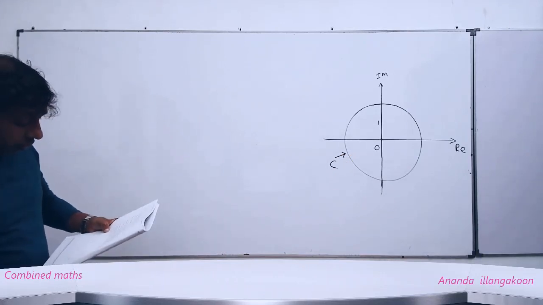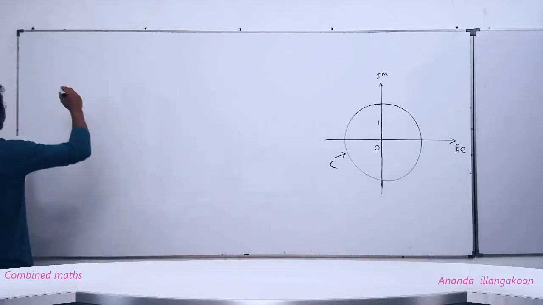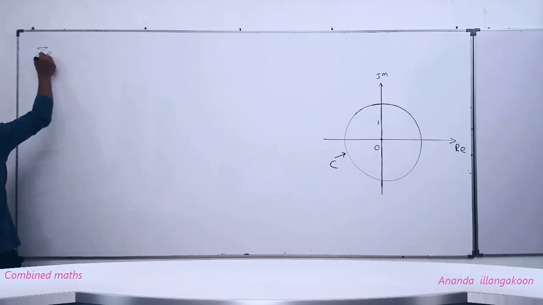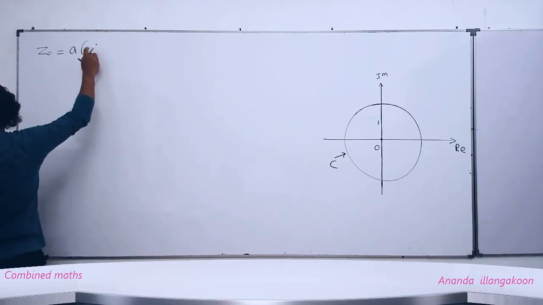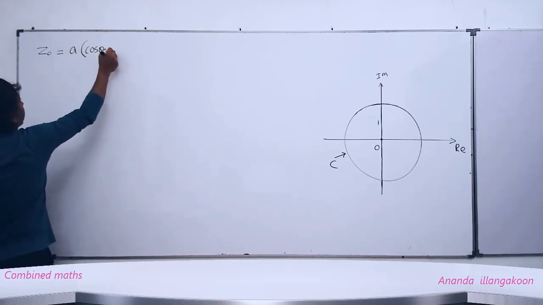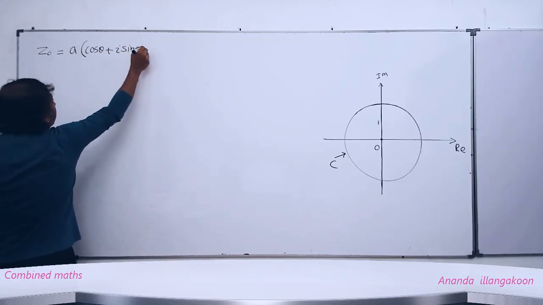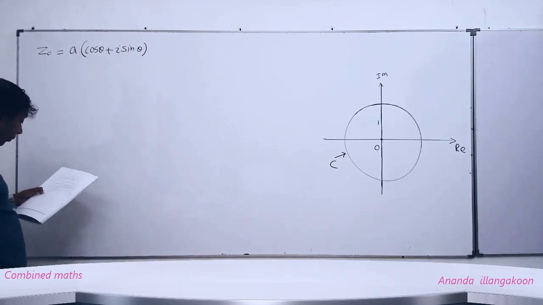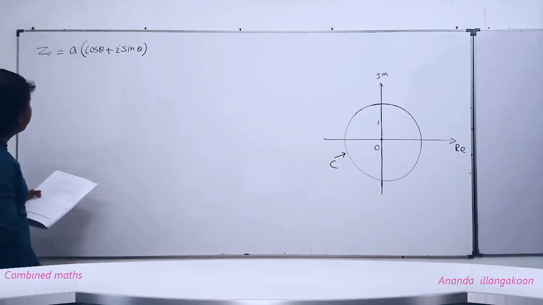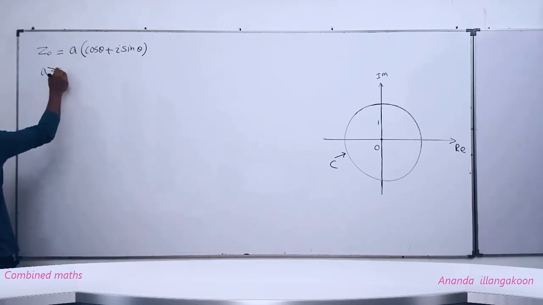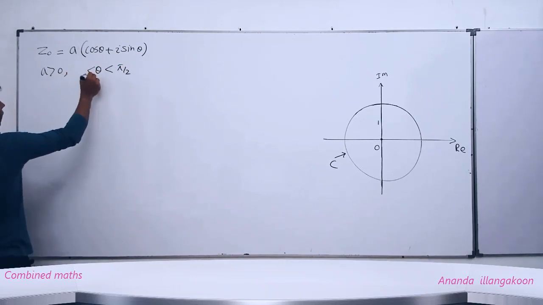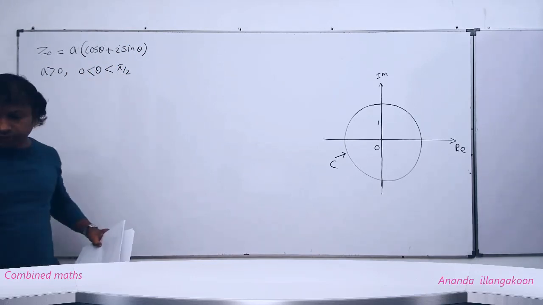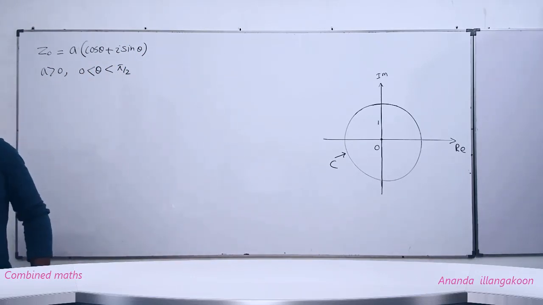Okay, the next one given, people, is z naught. It's given in the polar form a times cos theta plus i sin theta. And there we are given a positive and this theta between 0 and 90 degrees. This way we are given that. What is it asking there?